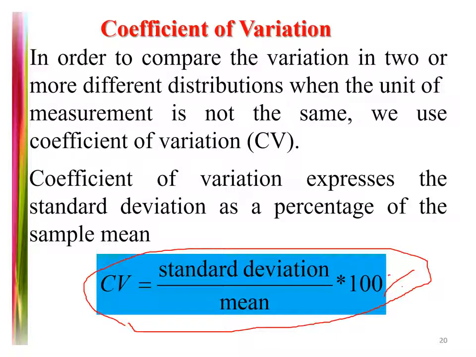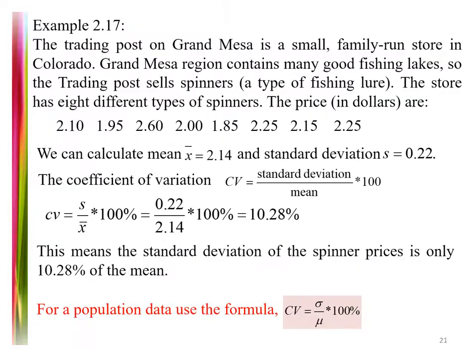Also, in the population case, it is population standard deviation divided by population mean. In the sample case, it is sample standard deviation divided by sample mean. That's not the only difference. In the population case, the population standard deviation and population mean are mostly unknown, but we can estimate those parameters from a sample.